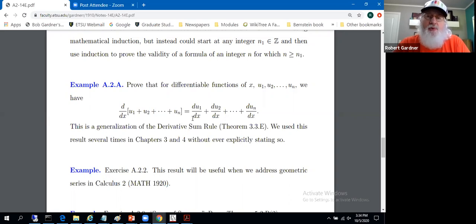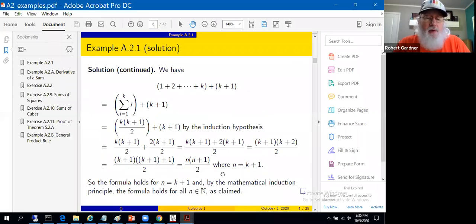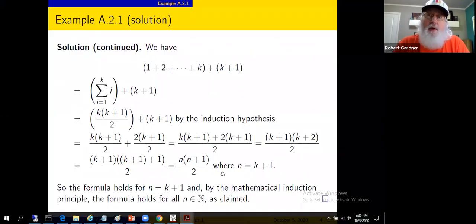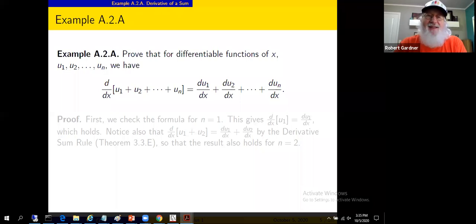Certainly you believe it to be true, given that it holds for the derivative sum rule for a sum of two functions. Suppose u1 through u sub n are differentiable functions, then the derivative of the sum is the sum of the derivatives. Technically, when we did the derivative sum rule, we only had 2 functions. We didn't have a whole collection of functions. So arguably, this needs to be established. It's not surprising. We've already used it. Well, what a fine opportunity to illustrate the principle of mathematical induction.